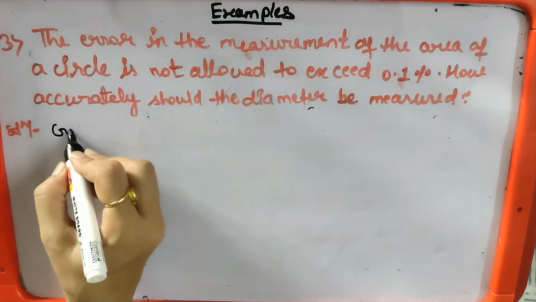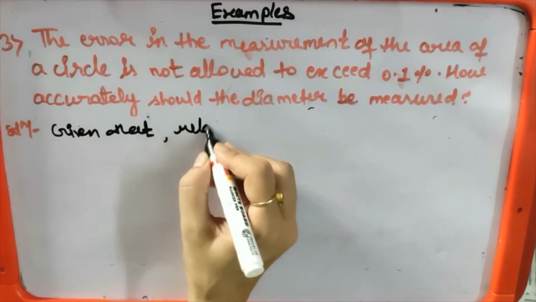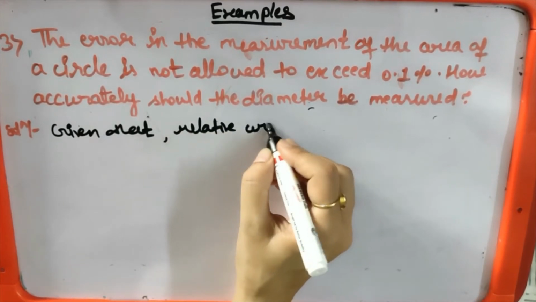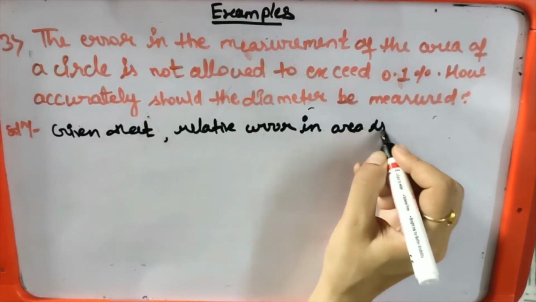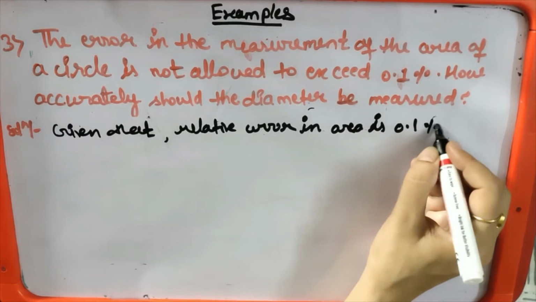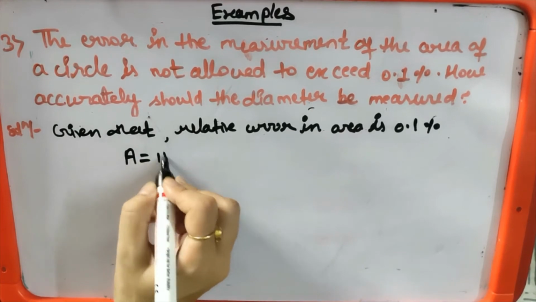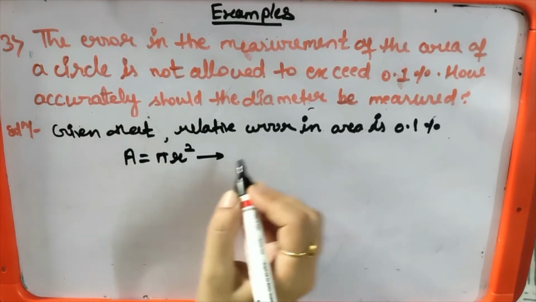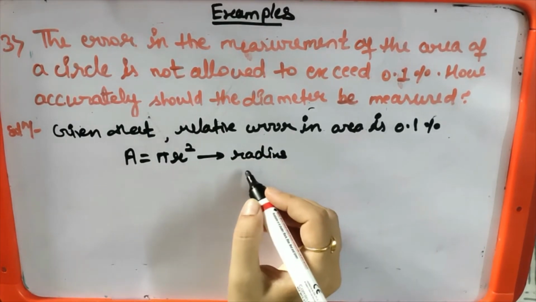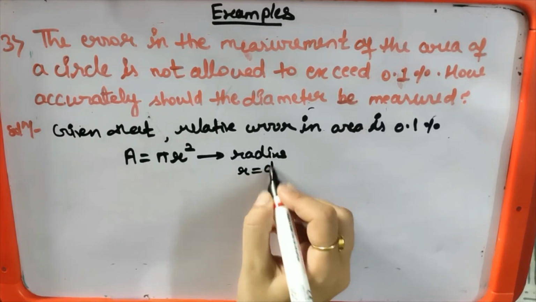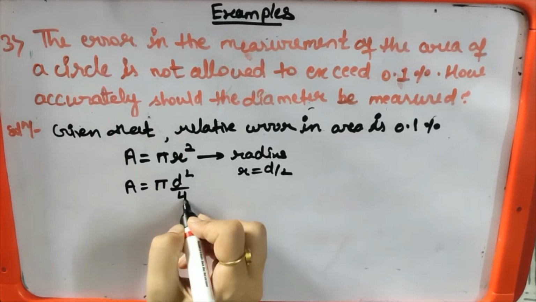First write, given that relative error in area is 0.1%. We know that area of a circle is given by A is equals to pi r square, where r is radius. If d is the diameter of this circle, then radius is equals to d by 2. Then it will become A is equals to pi d square upon 4.